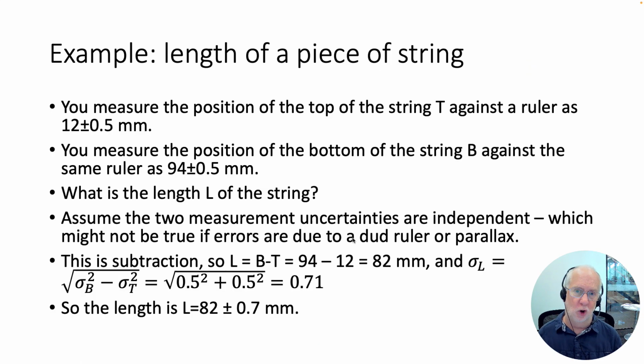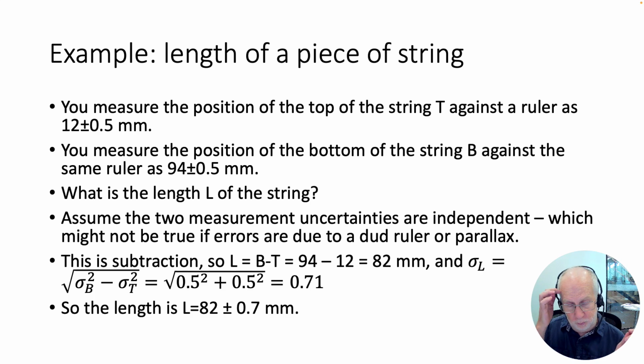So, let's do an example. Let's imagine you want to work out the length of a piece of string. How long is a piece of string? You might measure the position of the top of the string against the ruler. Let's say it's 12 plus or minus 0.5 millimeters. And you measure the position of the bottom of the string against the same ruler as 94 plus or minus 0.5 millimeters. So what is the length of the string?